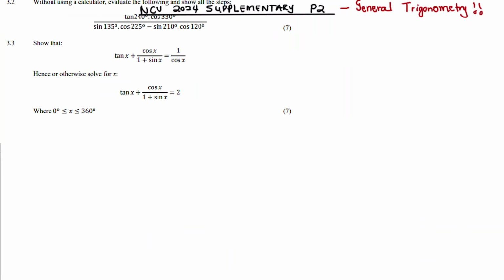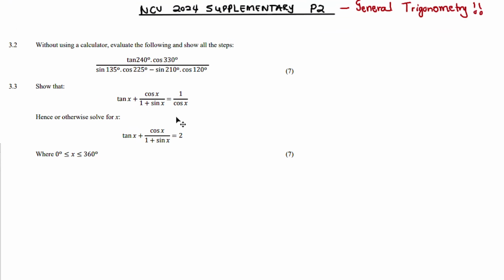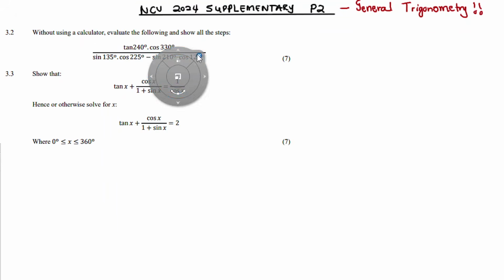Second part of the question is this. Maybe if I can drag this down. Yep. Okay. So 3.2, we have a bit of a situation here. They want us to solve without using a calculator. So without using a calculator, evaluate the following and show all the steps.